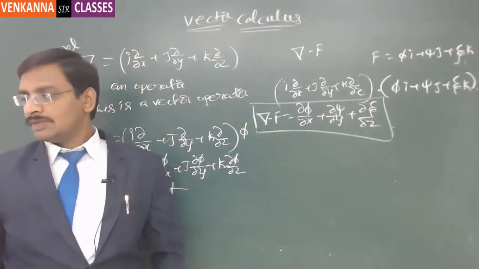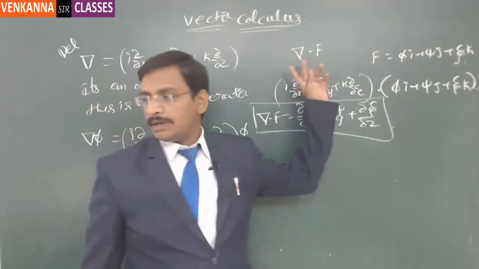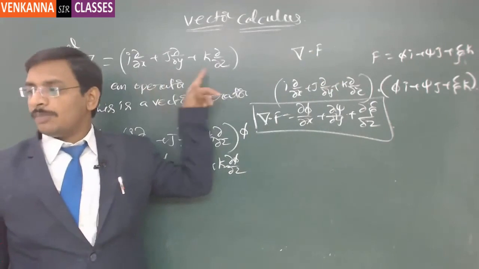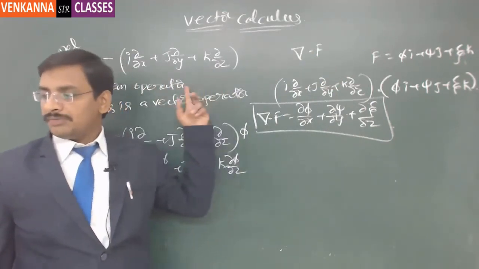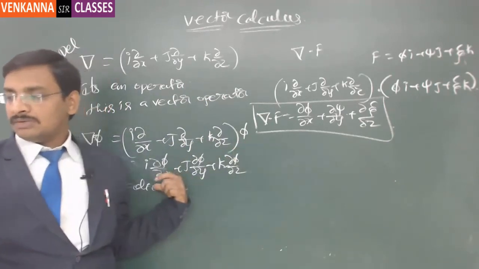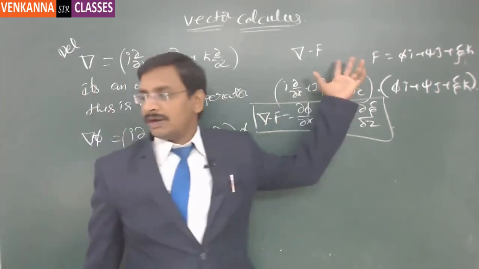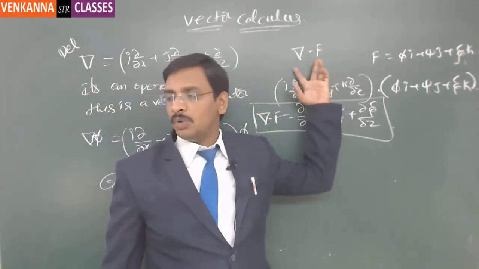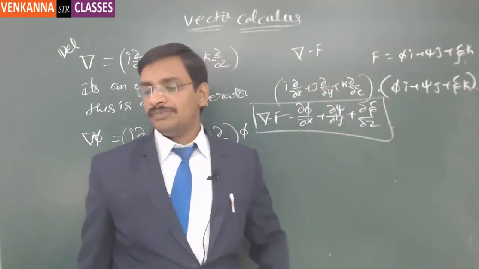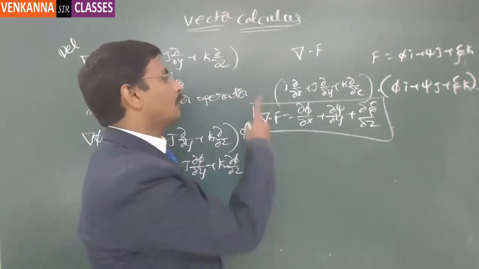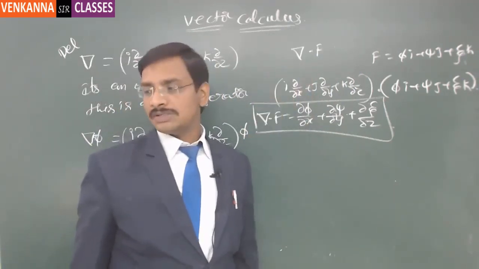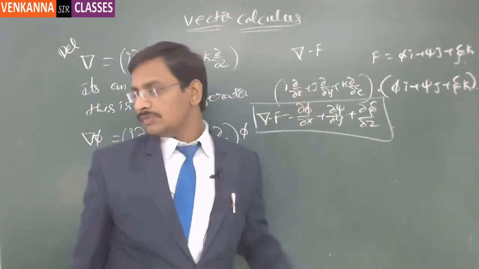Here actually you have operated this vector operator onto a vector, whereas there we operated a vector operator on a scalar. Once the operation is done on a scalar, it became a vector. Here, del and f are both vectors, and the result we are getting is a scalar. Got it? So the vector operator can operate on a scalar or a vector. The dot product will always result in a scalar.